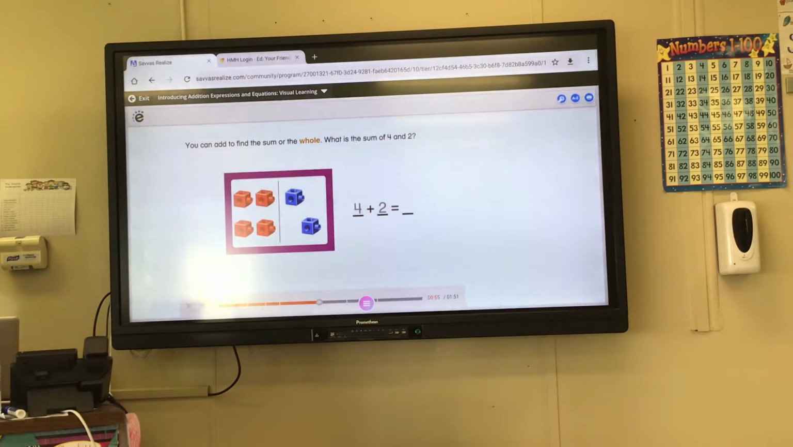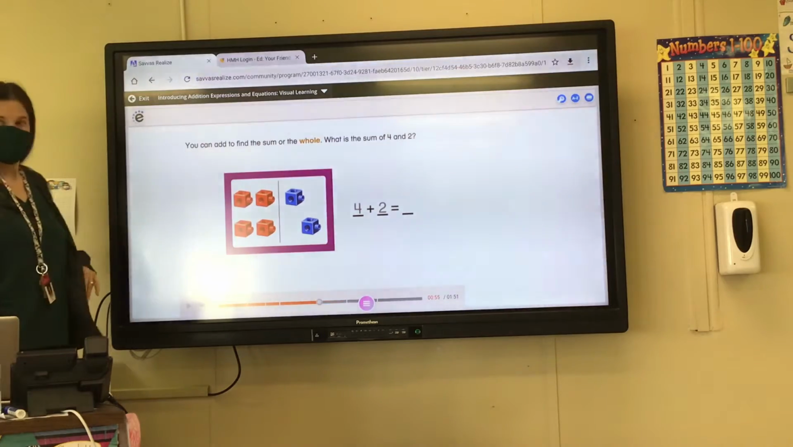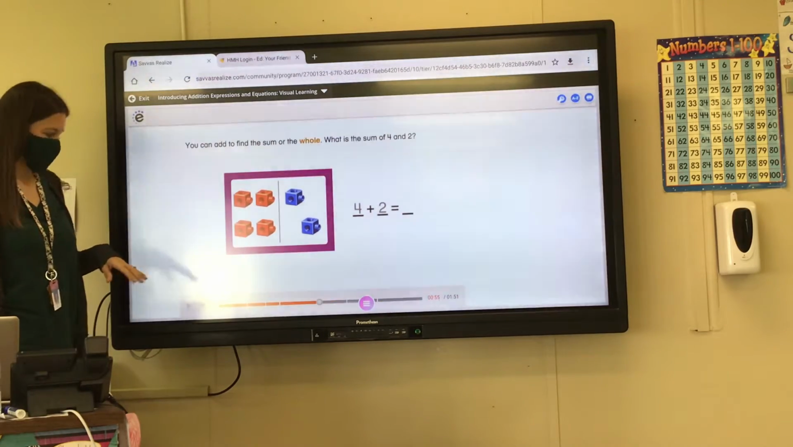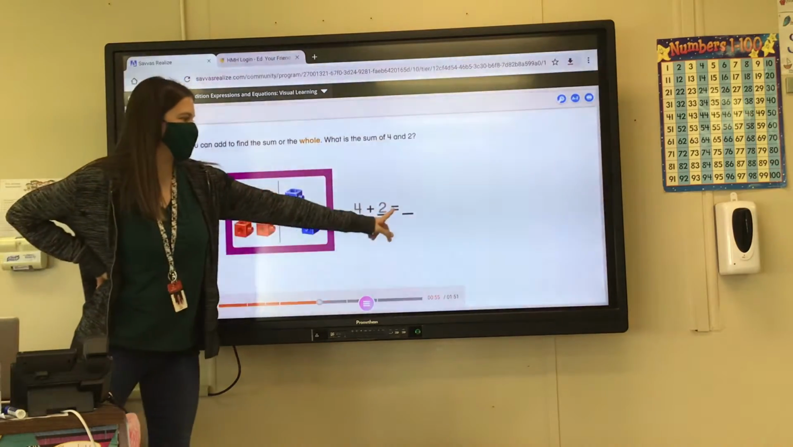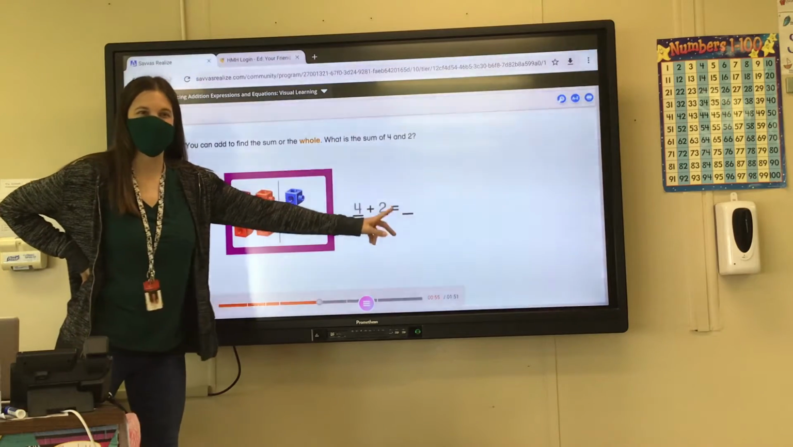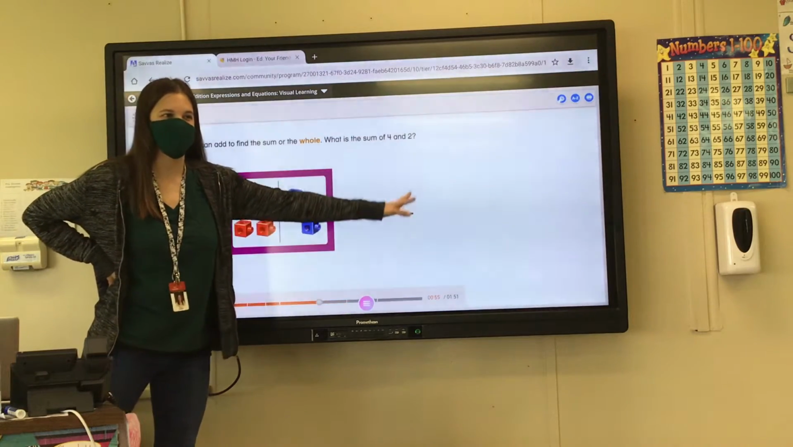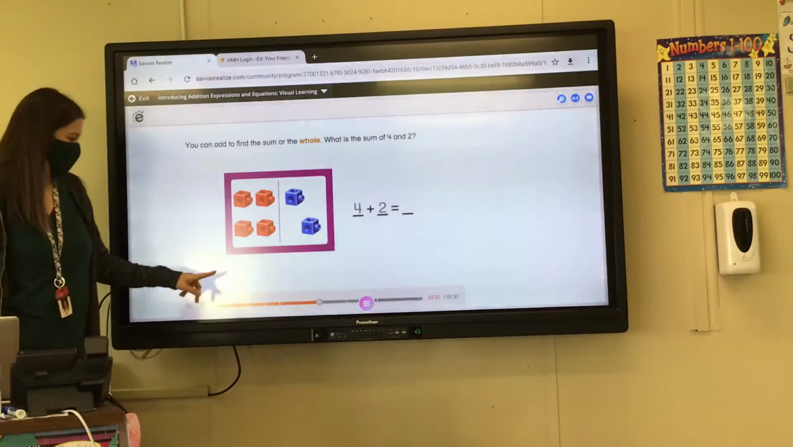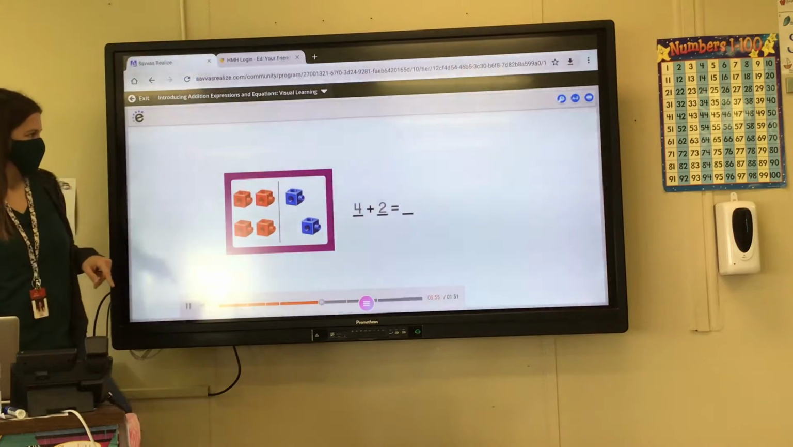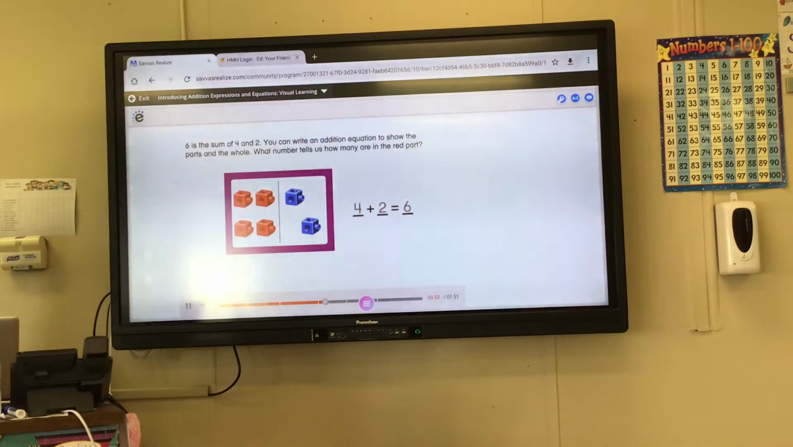What is it? 6, right? 4 plus 2 equals 6. That's the sum. Remember, when we add the two numbers, the answer is the sum. 6 is the sum of 4 and 2. You can write an addition equation to show the parts and the whole.